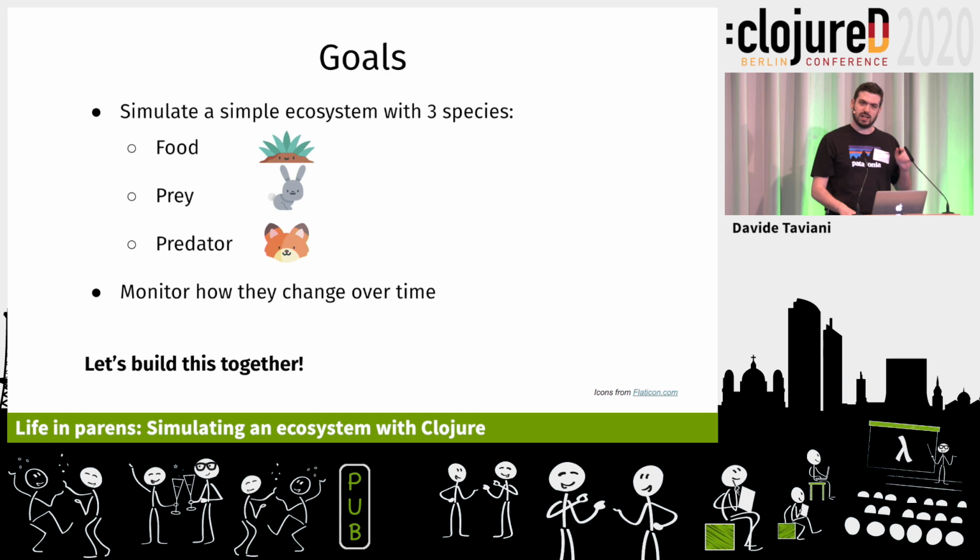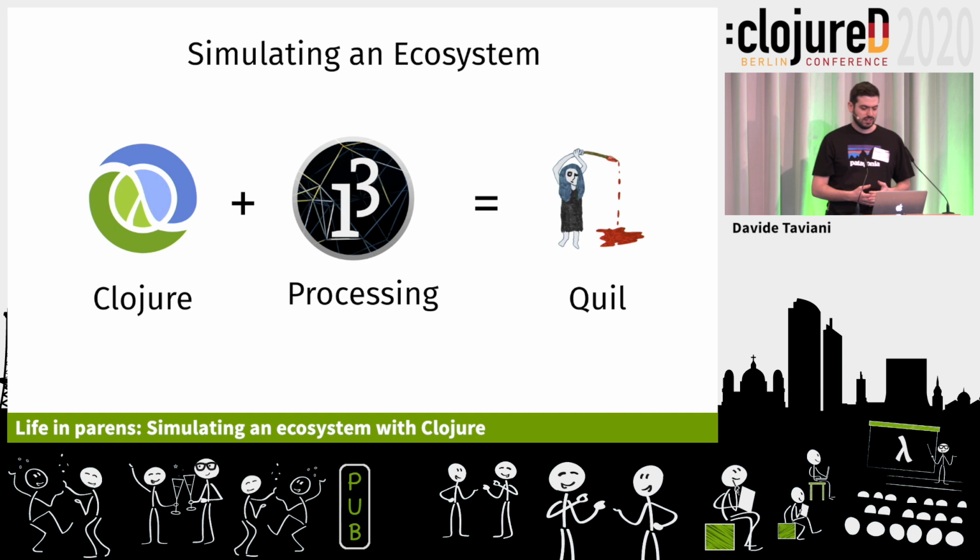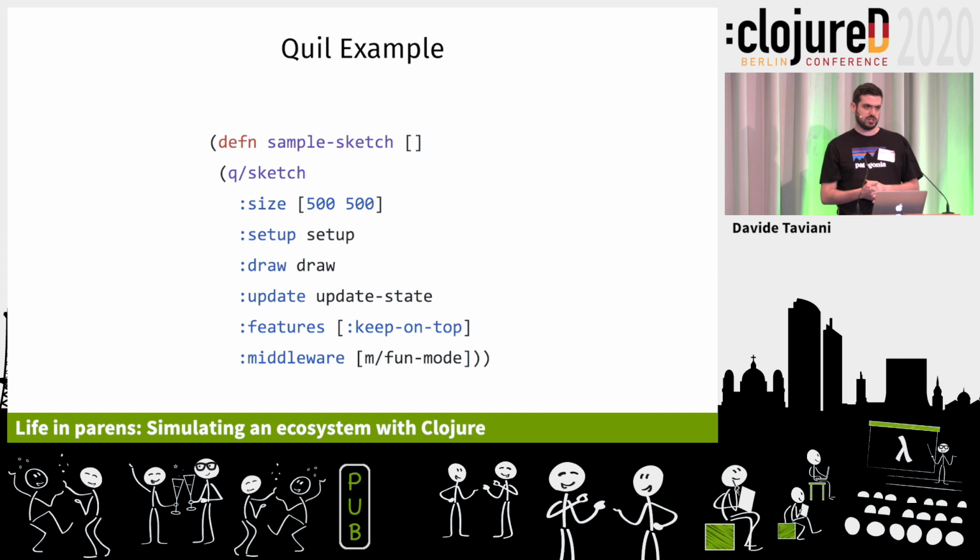The choice of stack: probably most of you know Quil, which is a library to use the Processing language for 2D visualization in Clojure. And we'll start by showing a quick Quil example. So this is the definition of a sketch, let's say a 2D visualization. And because we are using functional mode or fun-mode, we have to determine three functions: setup, draw, and update. And we'll go through one example.